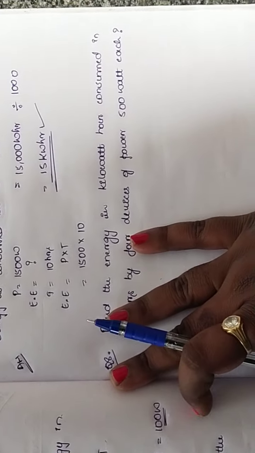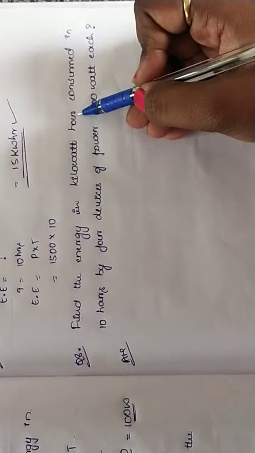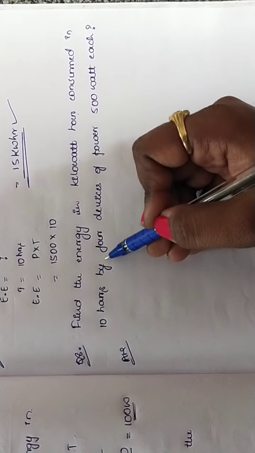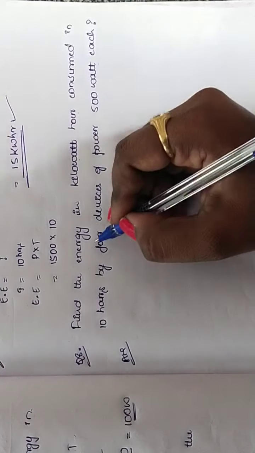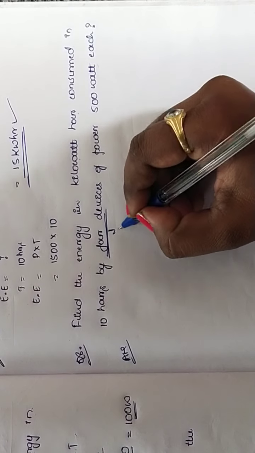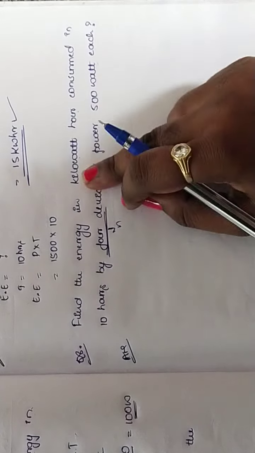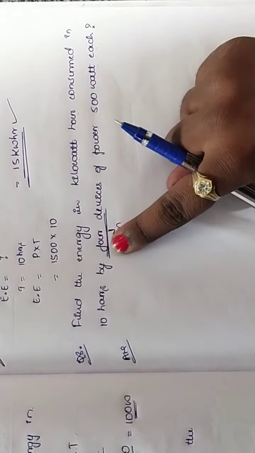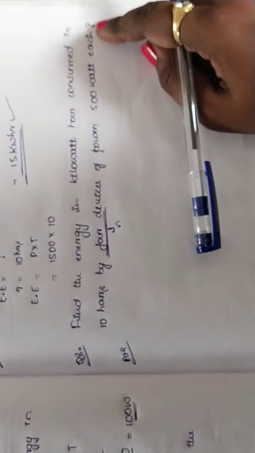And the next question we have here is the last question, that is: find the energy in kilowatt hour consumed in 10 hours by 4 devices of power 500 watt each. So here it is 4 devices. We need to take it as n. 4 devices means it is n. Find the energy in kilowatt hour consumed in 10 hours by 4 devices of power 500 watt each.